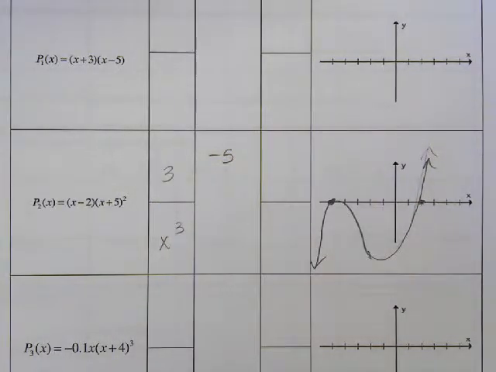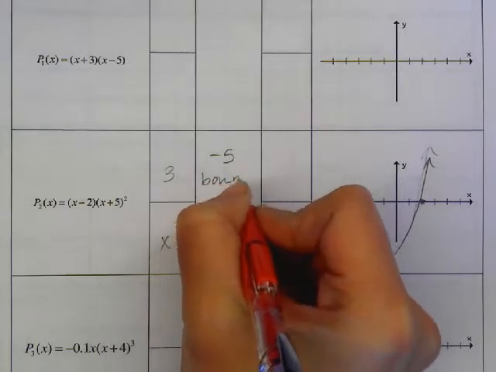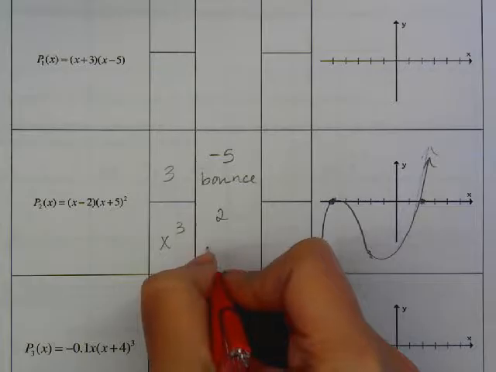So my x-intercepts are at -5. And what type of root is that? That is a bouncing root. What's my other x-intercept? And what type of root is that? That's a crossing one.